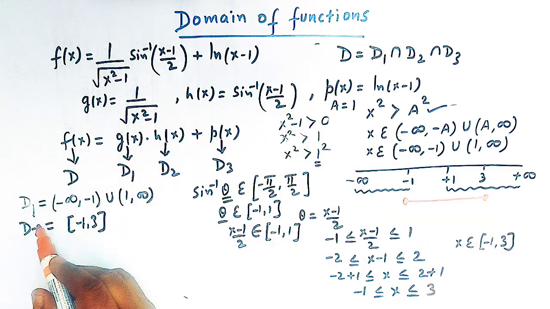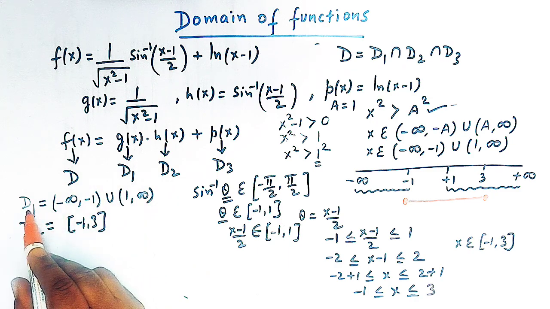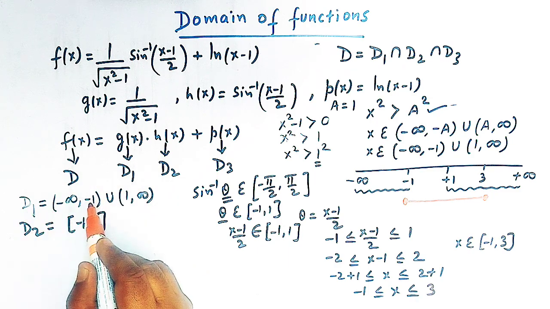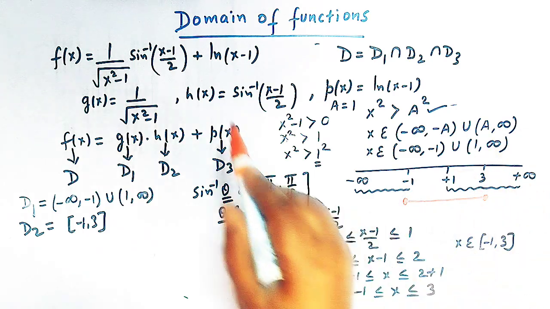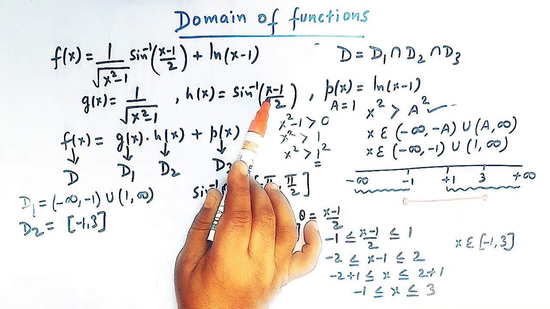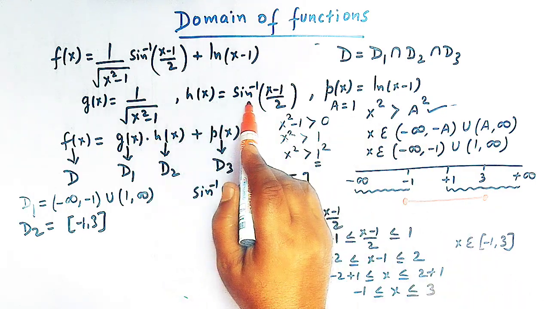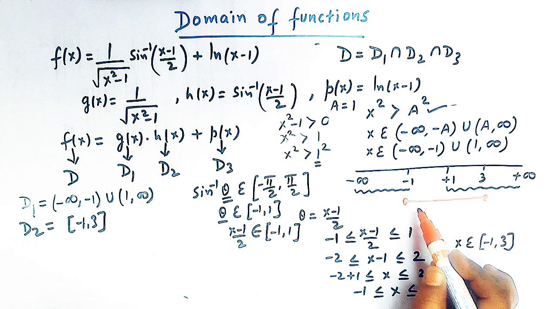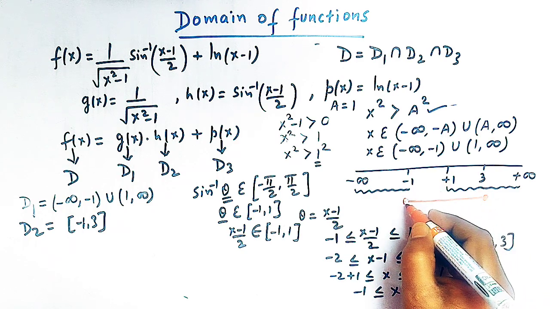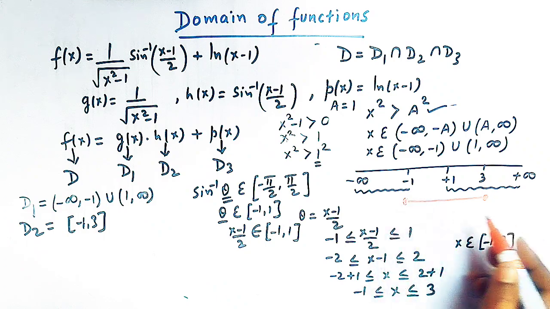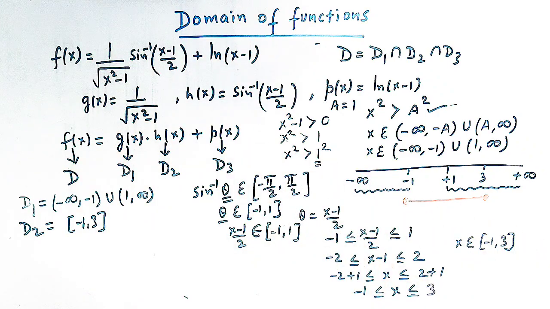And in the first case, when we found the domain d1, we had discarded minus 1, so we'll discard minus 1 later on. But when we consider only sine inverse of (x minus 1) over 2, the domain is from minus 1 to 3. For this reason it represents the domain of h of x.